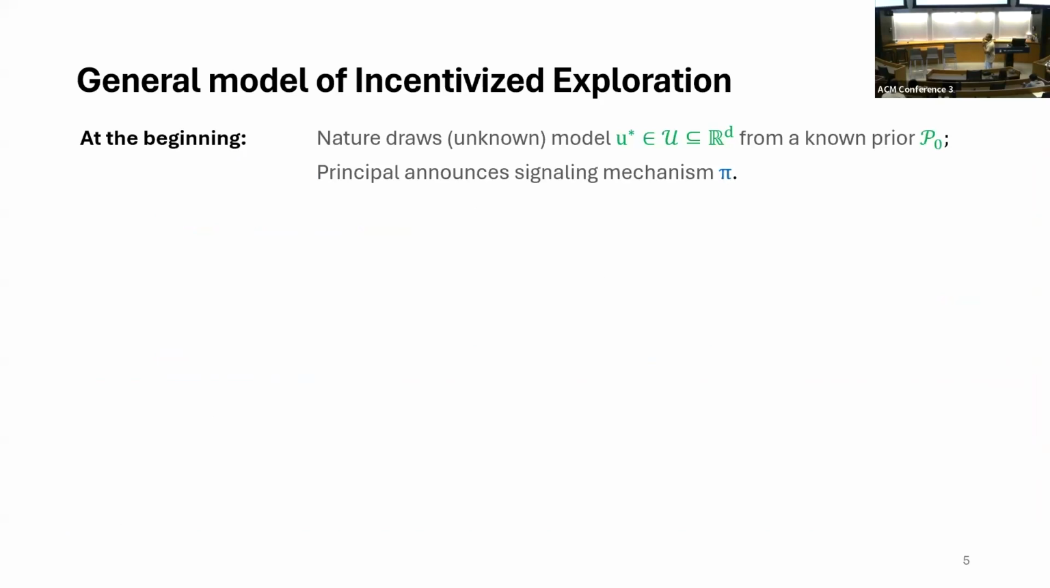Okay, great. So that said, let me quickly introduce the classical model of incentivized exploration. Here, at the beginning, nature draws an unknown model U star from a known prior distribution P naught. The principal announces its signaling mechanism, which is essentially a protocol for how it is going to generate these signals based on whatever private information it has. Right? Now, the interaction protocol is as follows.